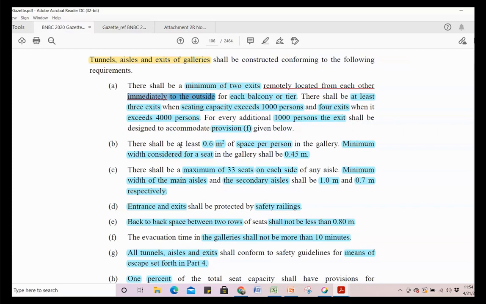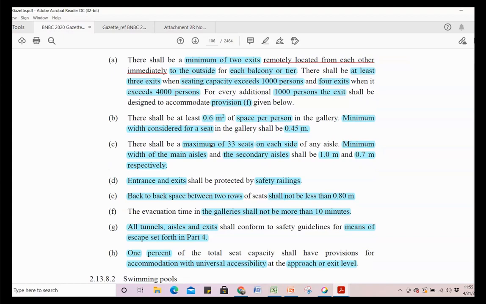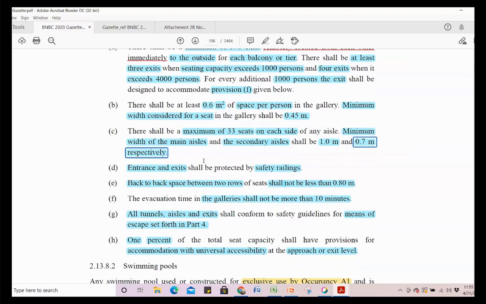B, there shall be at least 0.6 meters square of space per person in the gallery. Minimum width considered for a seat in a gallery will be 0.45 meter. There shall be a maximum of 33 seats on each side of an aisle. Minimum width of the main aisles and the secondary aisles shall be 1 meter and 0.7 meter respectively. This is the minimum width. Of course, there might be other standards which may suggest a different dimension.